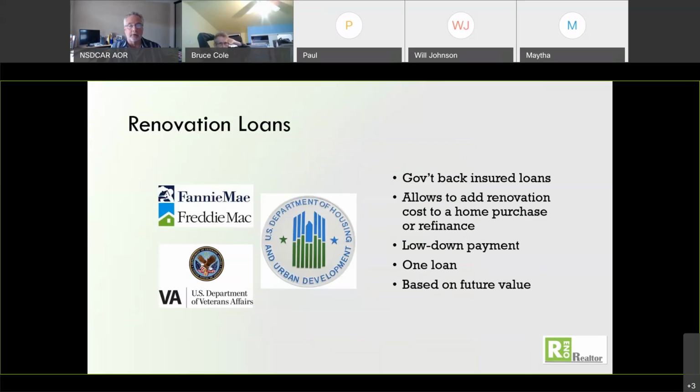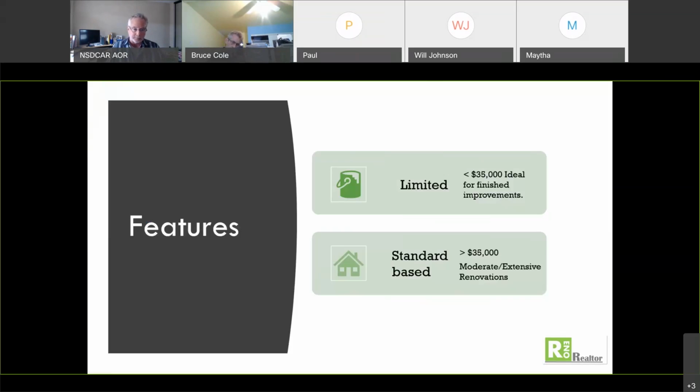So what are renovation loans? These are government-backed insured loans from Fannie Mae, Freddie Mac, VA. And very simply, it allows us to add a construction budget to a home purchase or refinance. They have very attractive low down payments. It is one loan. So at the end of the day, when we finish the construction, there's one mortgage payment that's basically going to be based off of the aggregate of the purchase price plus the construction budget. And again, it's based off of future value.